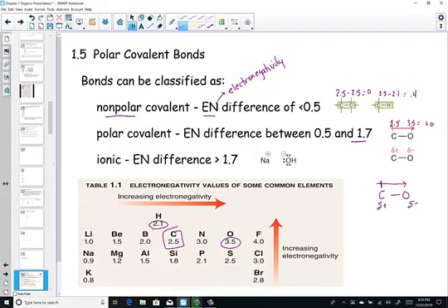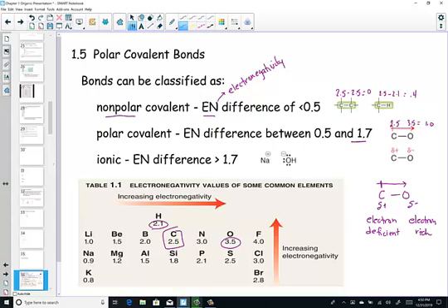So here we can see electron deficient gets that tail portion of the arrow or the positive symbol, and electron rich gets that negative region. And we can represent polar covalent bonds with those types of symbols.